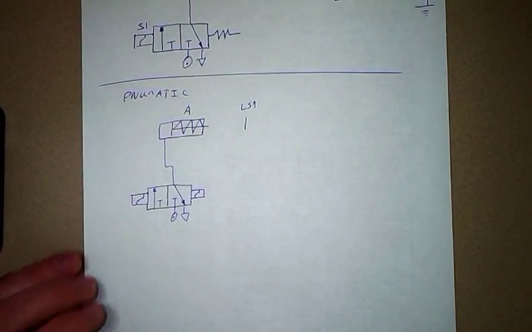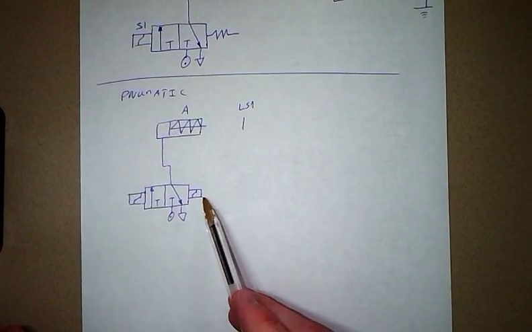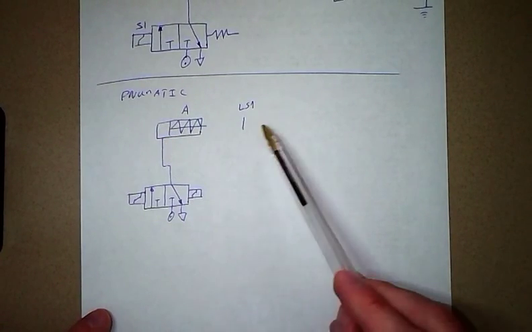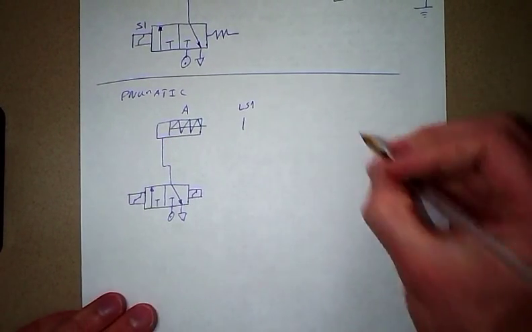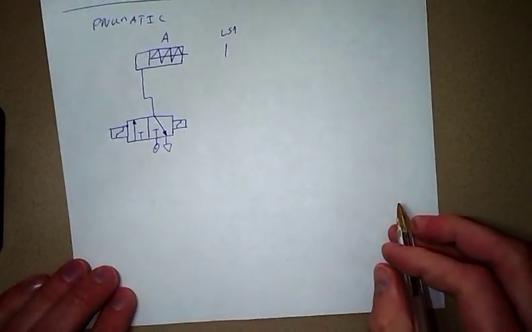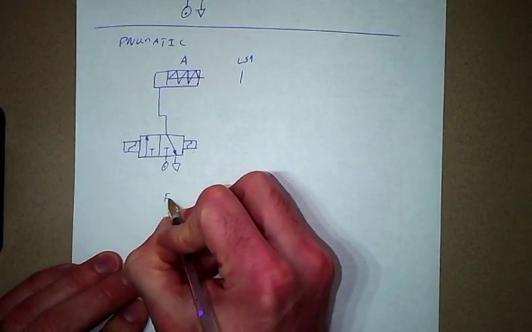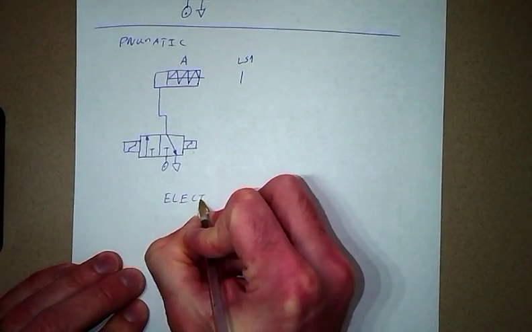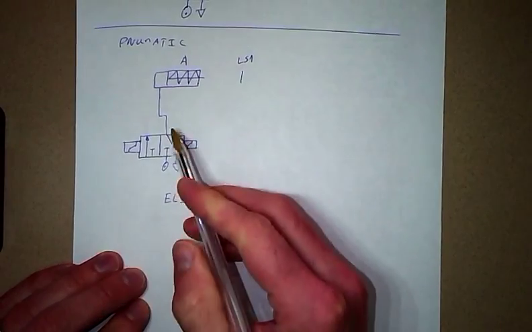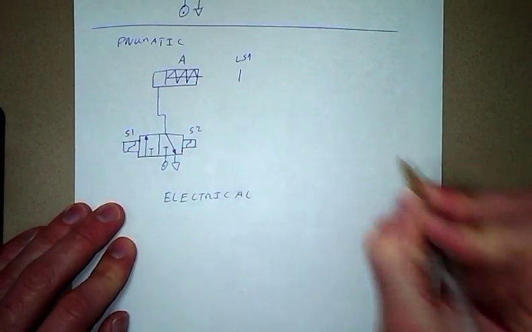Okay, so that's the entirety of the pneumatic diagram. We've got our 3-2 valve, solenoid actuation, our single acting cylinder, and then a limit switch. Oh, that's not quite complete. We need to label these solenoids. So this is S1 and S2.